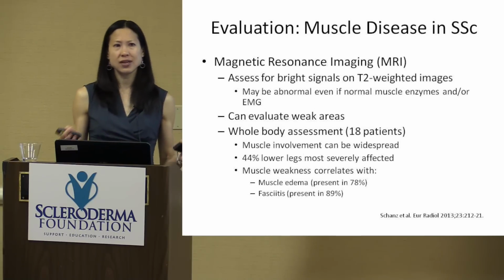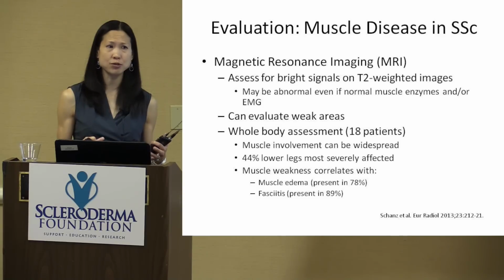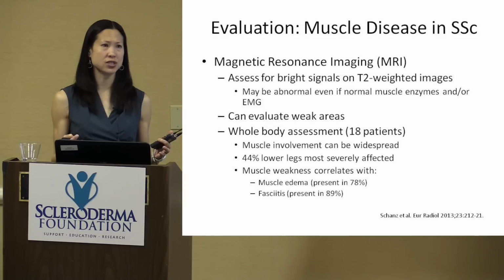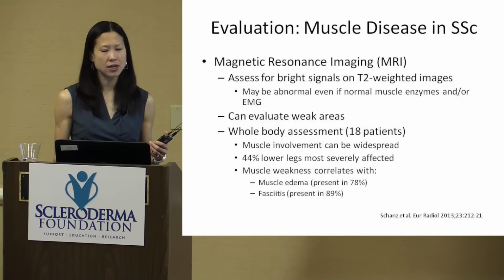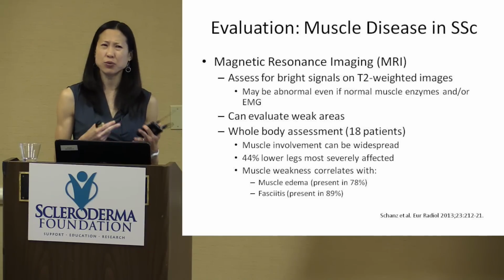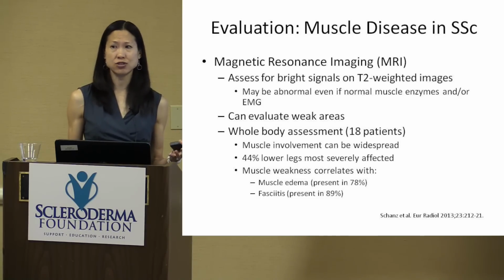So the muscle enzymes, the EMG, they're very helpful. They can often capture probably 50–60% of patients who have muscle inflammation. But there's a group of patients who have normal muscle enzymes and a normal EMG, but they're weak and you can't figure out why. You've excluded all other causes, and then you do an MRI and you see that they do actually have muscle inflammation.